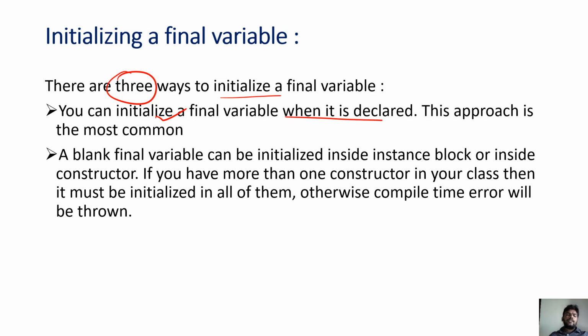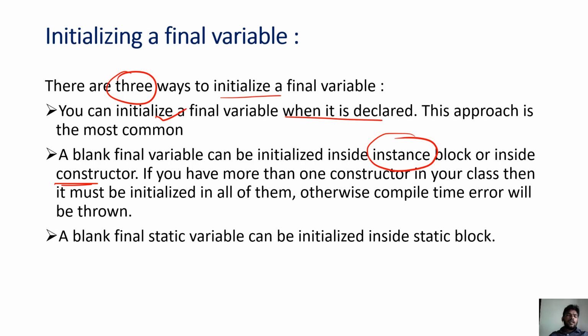The second way is that a blank final variable can be initialized inside an instance block, or you can use a constructor. As we know, it is possible to overload a constructor, which means in a class you can write any number of constructors. So if you have multiple constructors in your class, in all constructors you have to initialize the final variable. If not, it will generate a compilation error. All these points we will see programmatically.